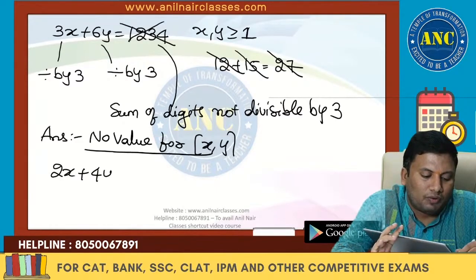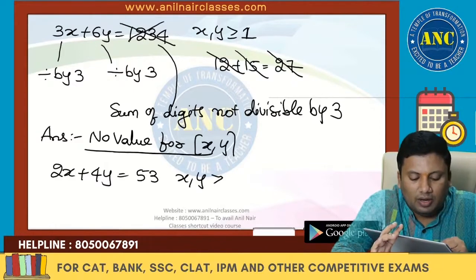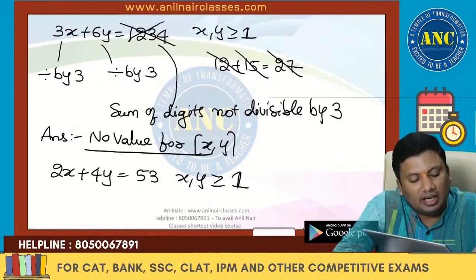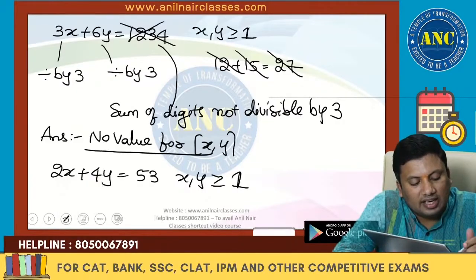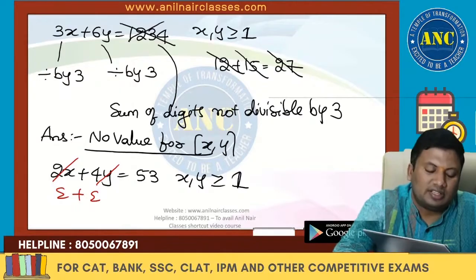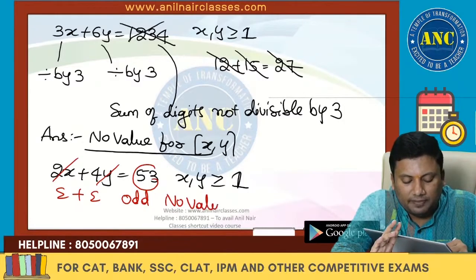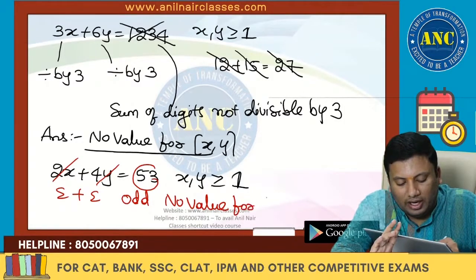2x plus 4y equals 53, with x, y greater than or equal to 1. 2x is an even number. 4y is an even number. Even plus even is even. 53 is an odd number. Again the answer is nothing but no value for x, y.